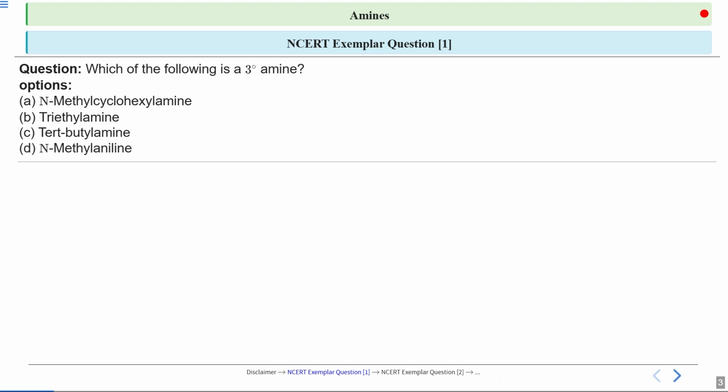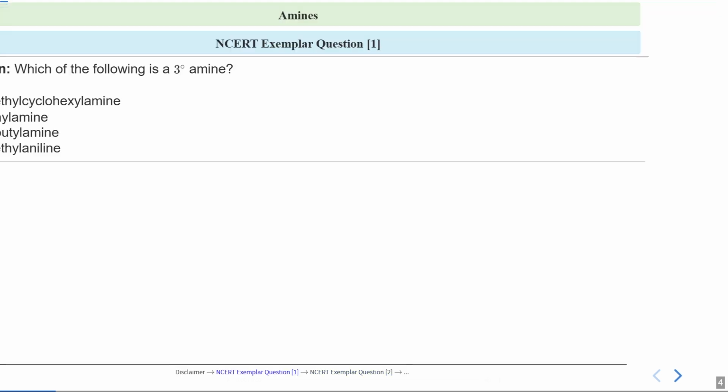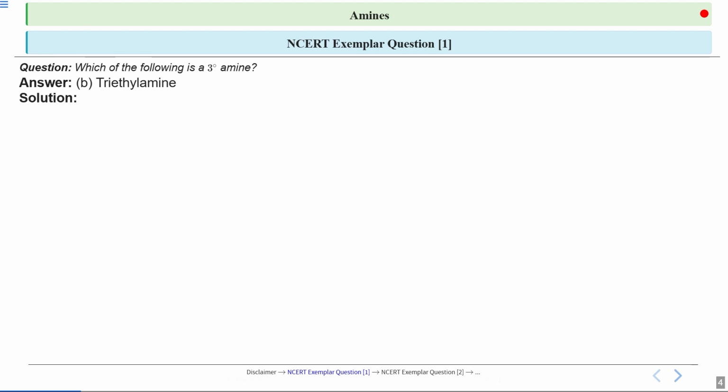So first of all, you should know how a 3-degree amine looks. The correct answer for this question is B, which is triethylamine. Now let us see how it is the correct answer.